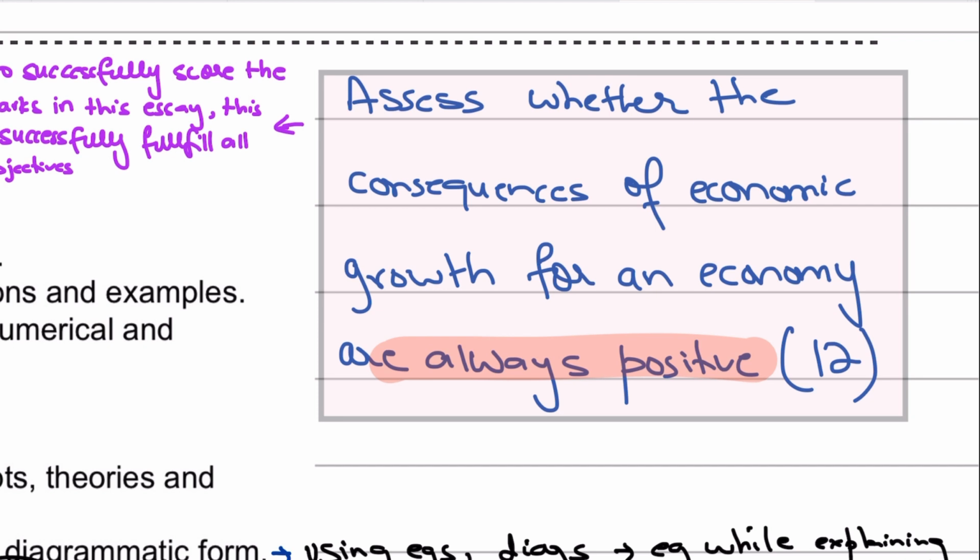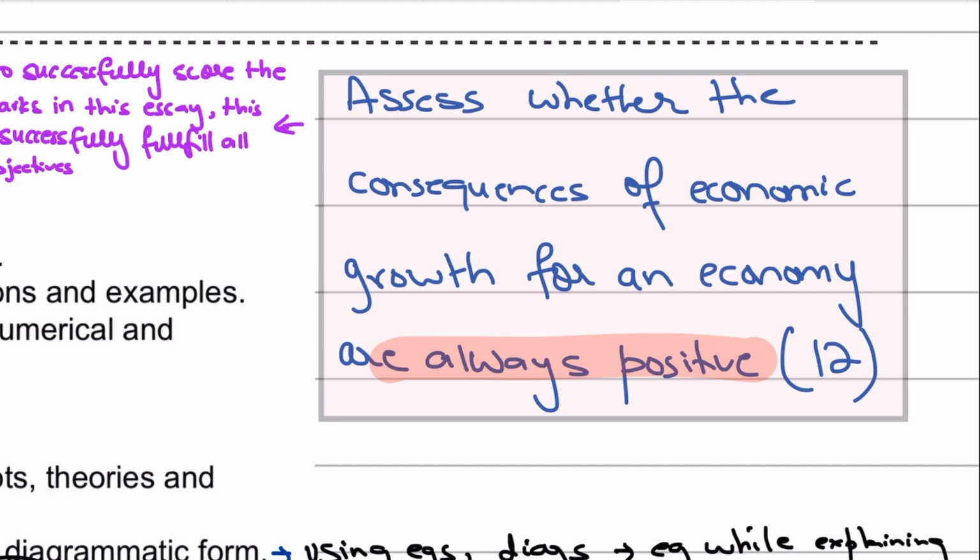That you're proving something to the examiner. You're making him believe something through your wordings. What are you making him believe? You're making him believe that economic growth is not always positive. So you could talk about the fact that maybe rampant, unrestrained economic growth will accelerate demand for inflation.